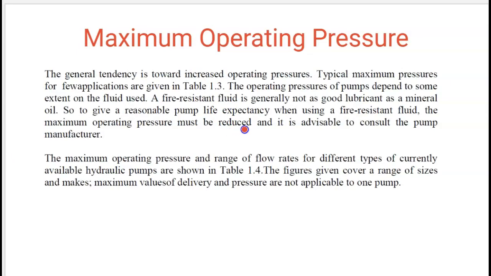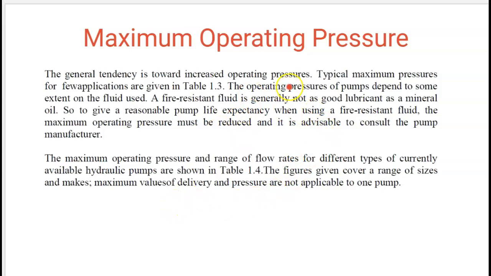Now, the operating pressure of the pump depends on the fluid used. So what type of fluid are we using? The fire resistant fluid is generally not as good a lubricant as mineral oil. So if you want a pump to have a certain life expectancy, and you're using a fire resistant fluid, it will decrease. The maximum operating pressure will reduce, and it's better to consult the manufacturer's guide.